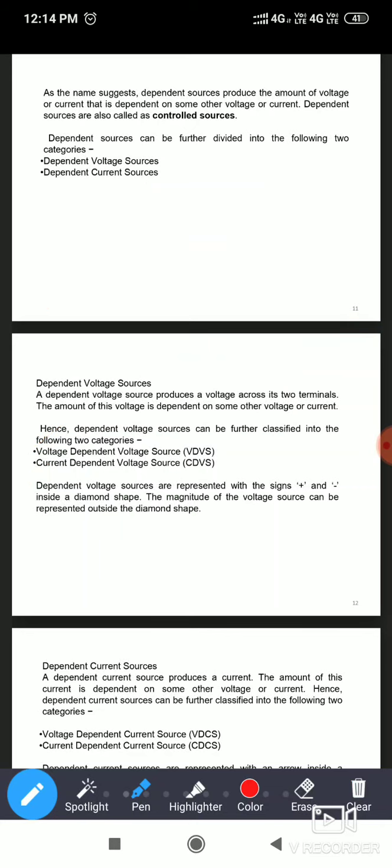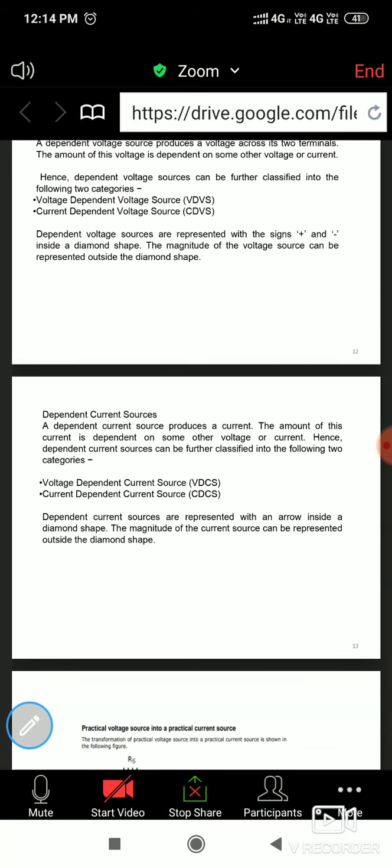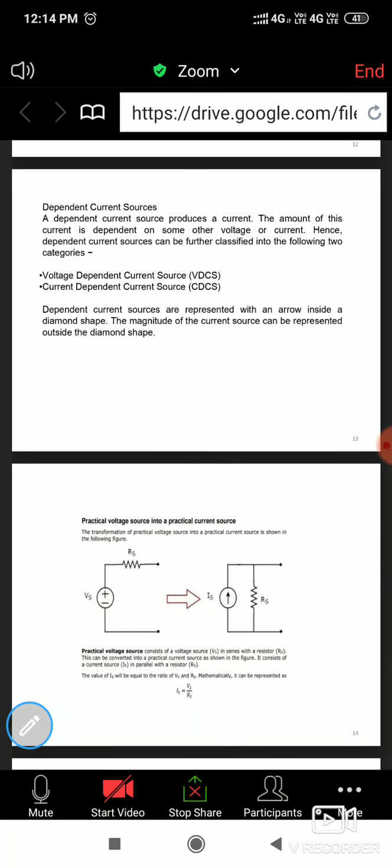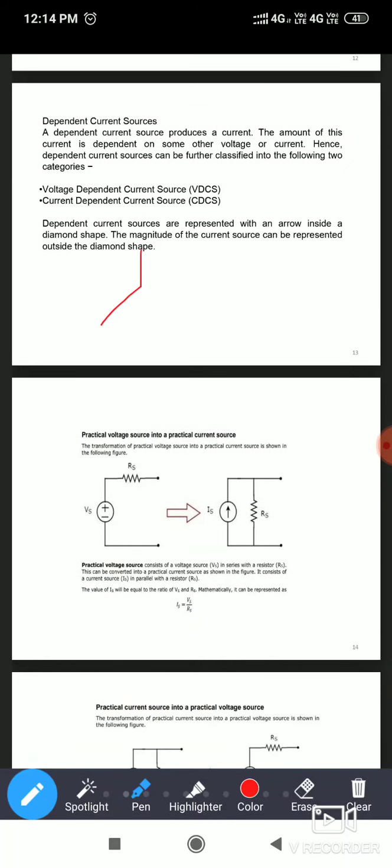Now next one, similarly current source. So dependent current source, here also we are going to use the diamond shape. Diamond shape means what, dependent source, remember it. If it is plus minus, then it is a voltage source. If it is the direction of an arrow, then it is current. Okay, now these are the dependent current sources.